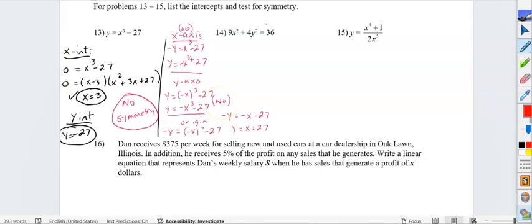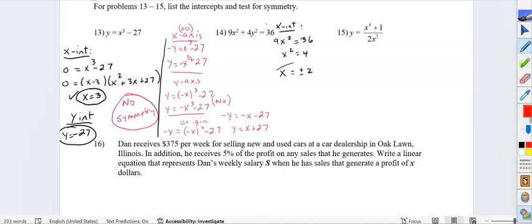All right, so for number 14, we'll start with x-intercepts again. So let y be 0 and solve for x. So 9x squared equals 36. x squared equals 36 ninths. x equals plus or minus the square root of both of these. Well, let me just go ahead and call that 4. Sorry about that. 36 ninths is 4. So x is plus or minus 2.